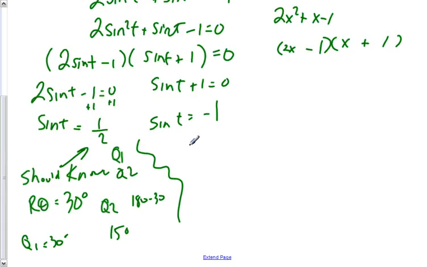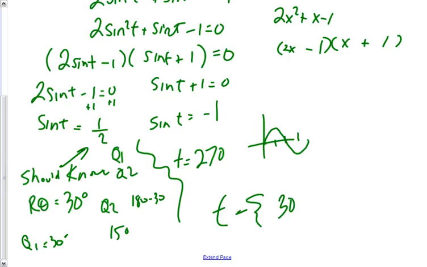Now the other one, believe it or not, is another one we should know. When does sine of t equal negative 1? Now if I can remember my graph of sine, there's 0, 90, 180, 270. T equals 270 degrees. I have 3 answers for this. So t equals the following angles: 30 degrees, 150 degrees, and 270 degrees. Okay, we're all set there.